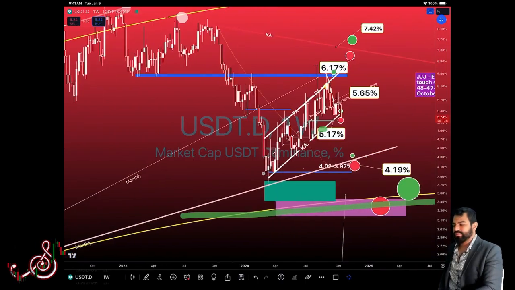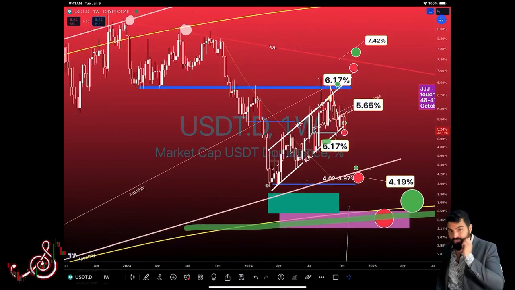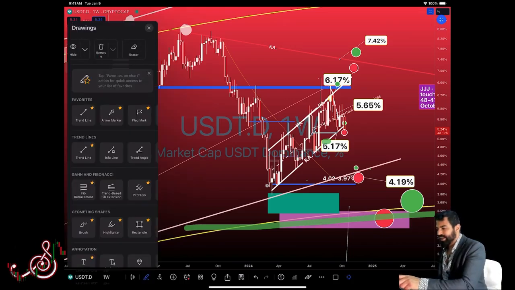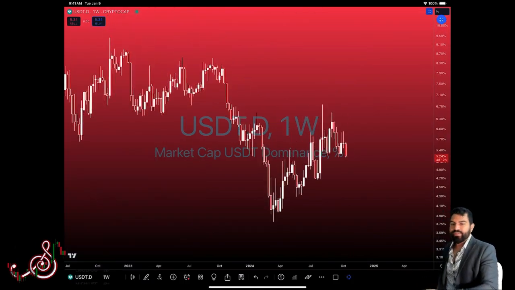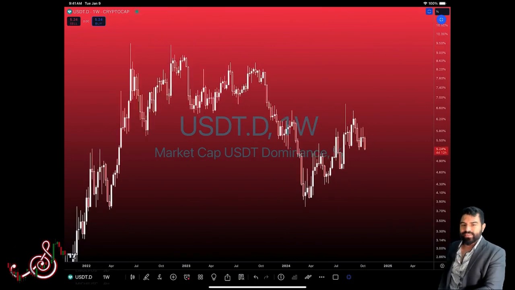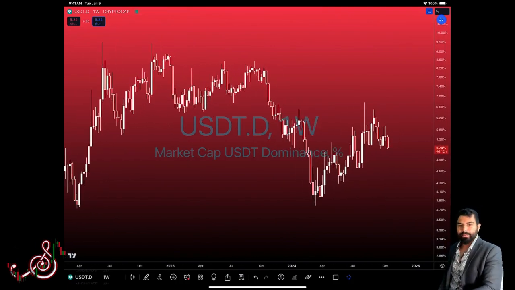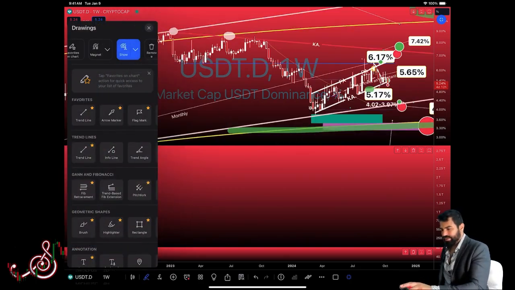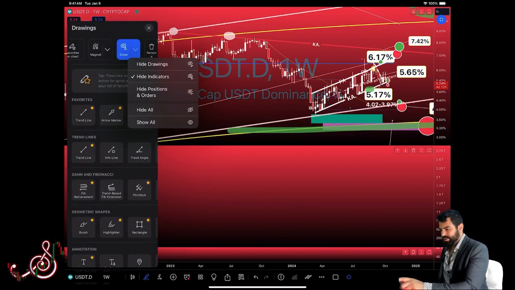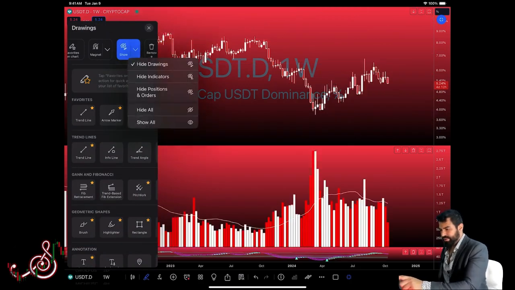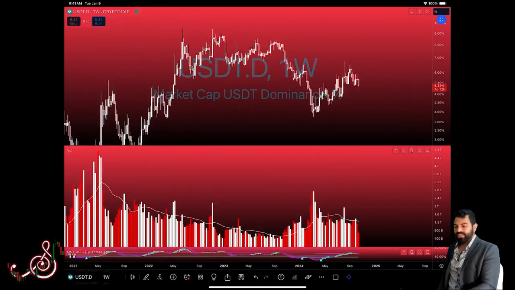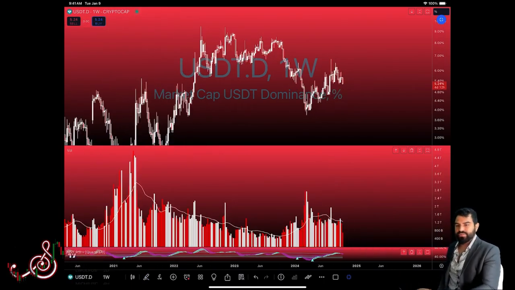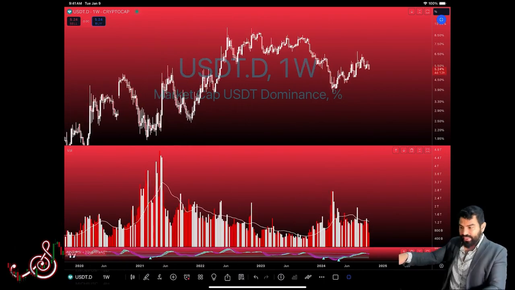Okay, so now let's look at this in terms of VSA. I'm going to hide my lines real quick to simplify things for us, because I want to look at this in terms of VSA. When I pull up the volume, show my indicators, and hide drawings. Okay, all right. So when I look at this in terms of volume spread analysis, it's quite simple.